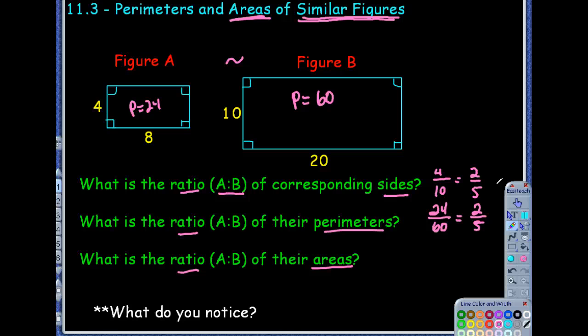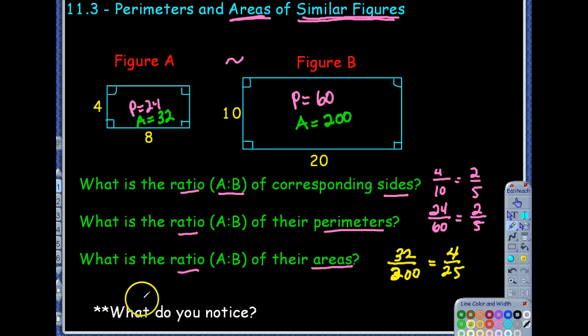All right, let's find the ratio of the areas. Now this is the new idea. What is the area of figure A? We'd take base times height, so 4 times 8 would give us 32. For figure B, base times height would give us 200. So if I compare that, it'd be 32 to 200. It simplifies down to 4/25. Obviously not 2/5.